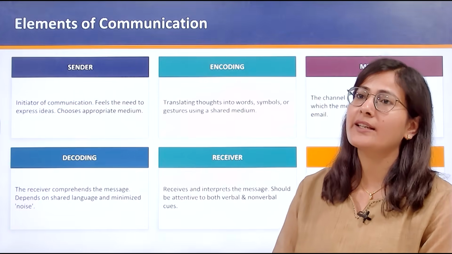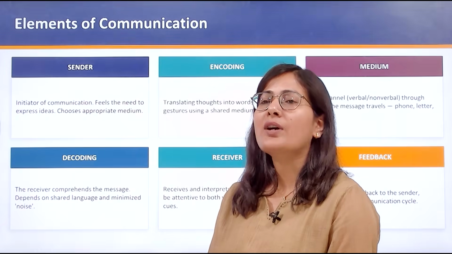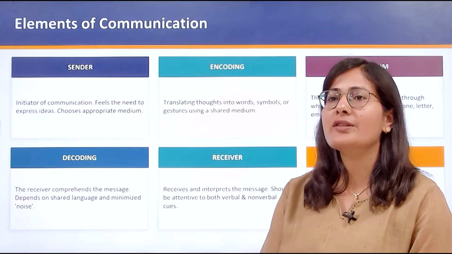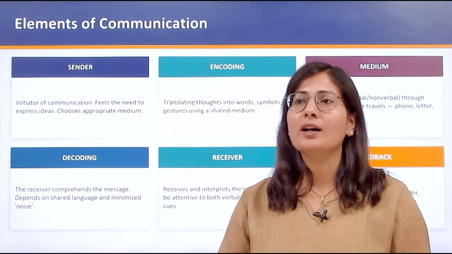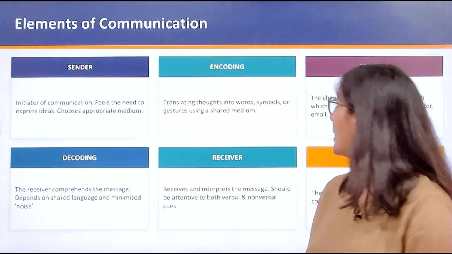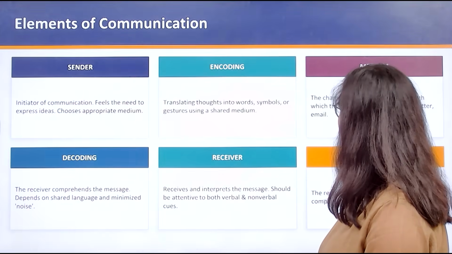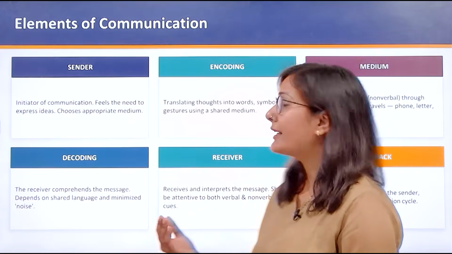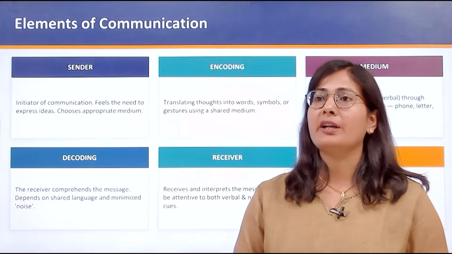The second element of any communication process is encoding. What is encoding? Encoding is translating thoughts into words or language, using symbols or gestures, using a shared medium. Why is it said to be a shared medium? Because we are using both verbal and non-verbal mediums together. And then comes the medium, because without the medium, the communication process can't take place. Here the channel, verbal and non-verbal, is what the message travels through. For example, phone or letter or email. This can be considered a medium in any communication process.